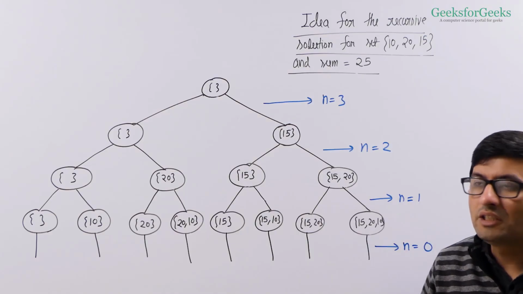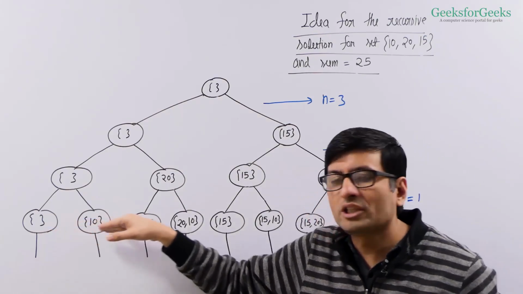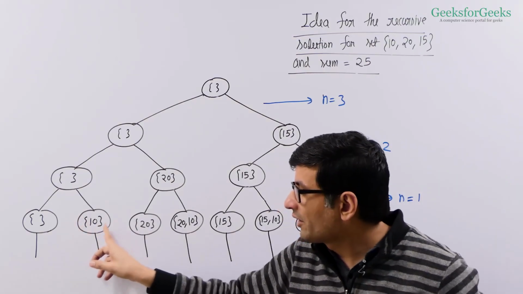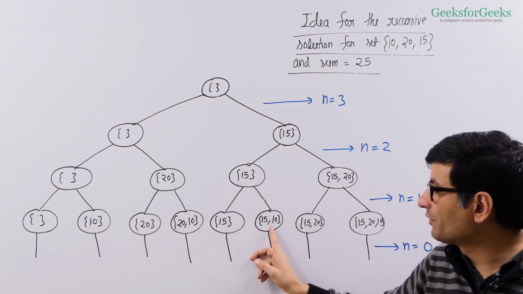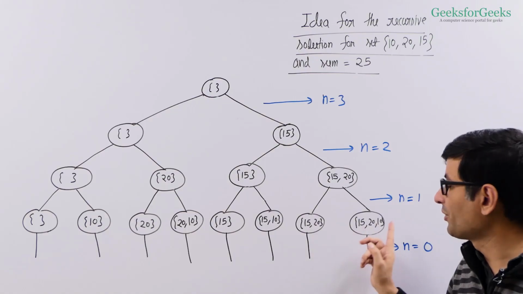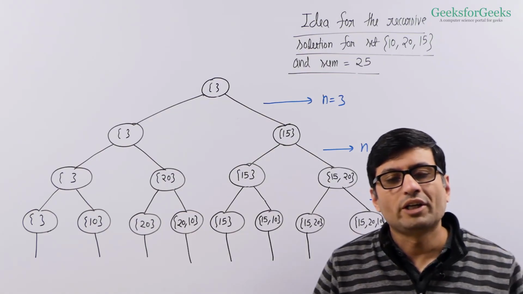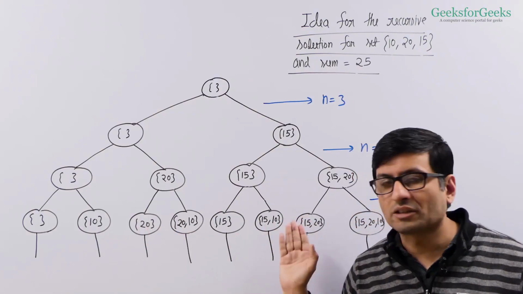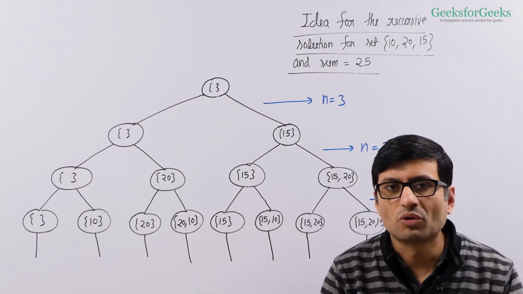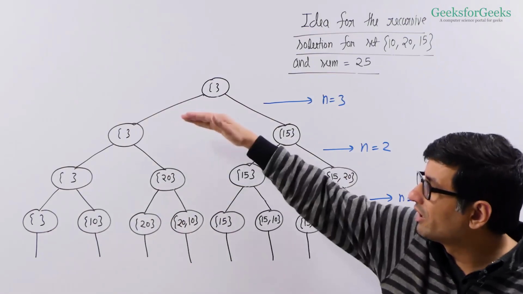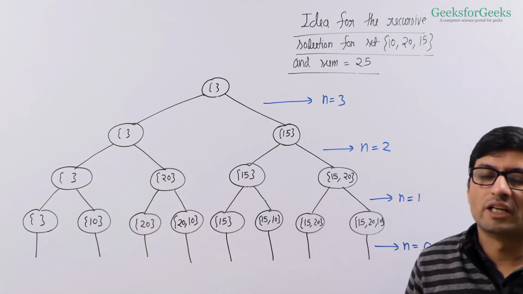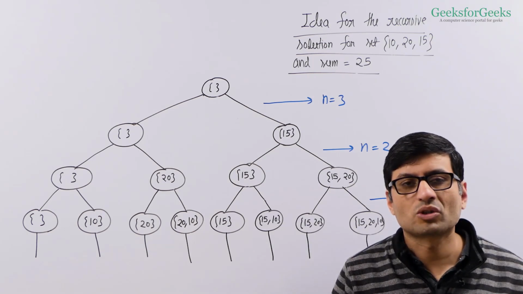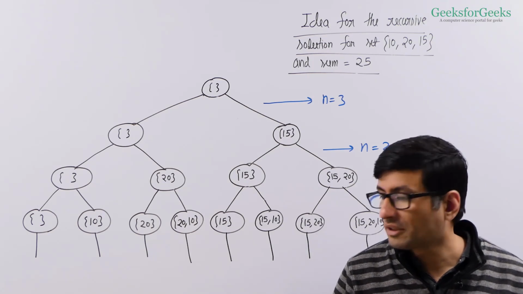And now if you see, here we have all the subsets of the given set. We have empty, 10, 20, 20 10, 15, 15 10, 15 20, 15 20 10. So there are 8 subsets of an array of size 3, and we have all the 8 subsets here. If array size was 4, then we would have 5 levels and 16 leaves, and those 16 leaves would represent 16 subsets, or 2 raised to the power 4 subsets of the given set.